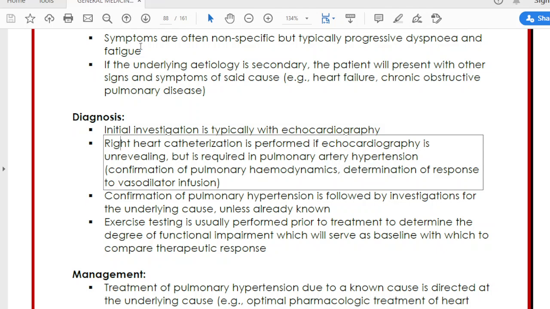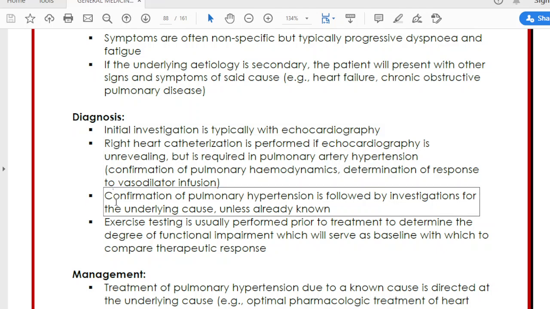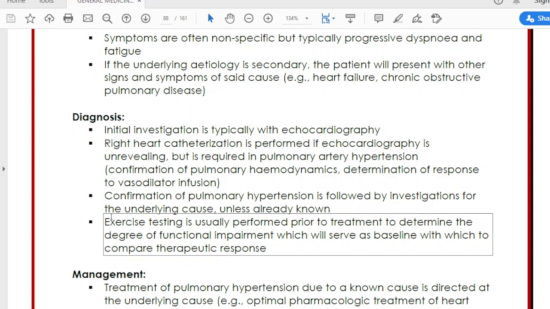Confirmation of pulmonary hemodynamics, determination of response to vasodilator infusion. Confirmation of pulmonary hypertension is followed by investigations for the underlying cause, unless already known. Exercise testing is usually performed prior to treatment to determine the degree of functional impairment, which will serve as baseline with which to compare therapeutic response.